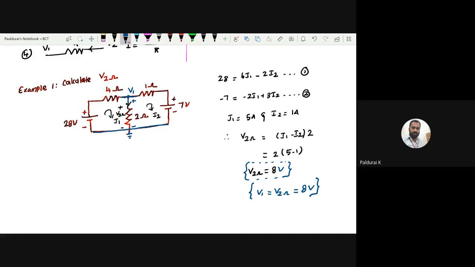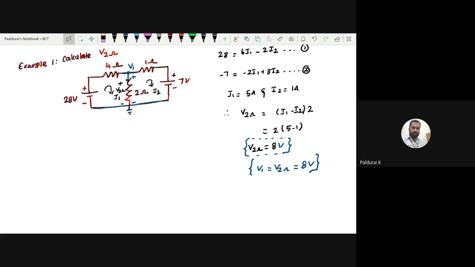Now we are going to find V1 by using nodal analysis. Definitely you will get 8 volt. Okay, that is my aim. Now see the beauty. Till now I played with mesh analysis. Now I am entering into nodal. So now please listen carefully.